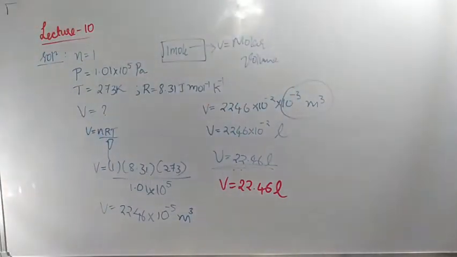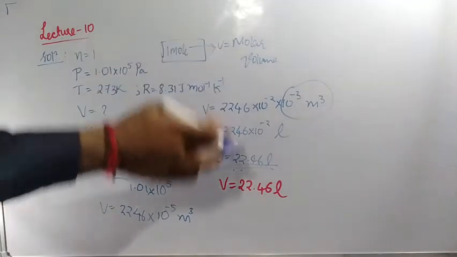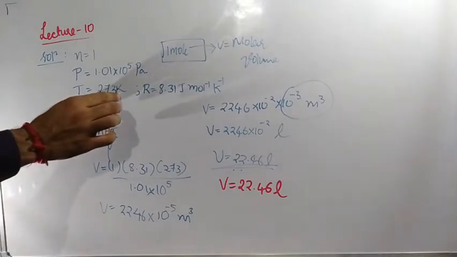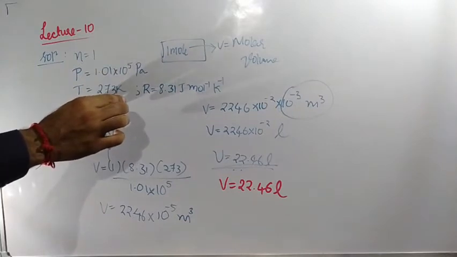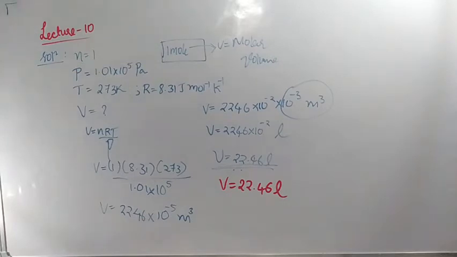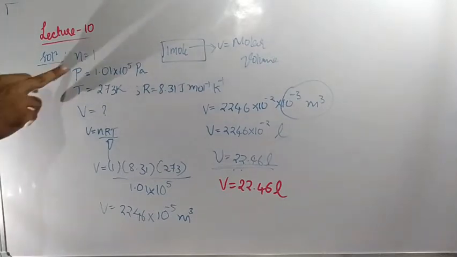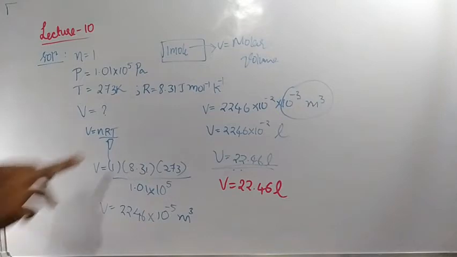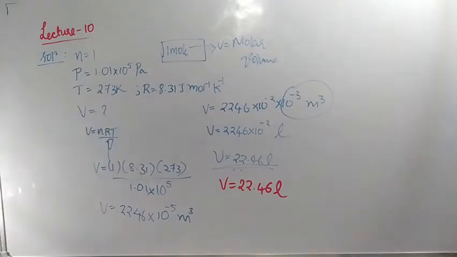For an ideal gas at standard temperature and standard pressure, this volume turns out to be 22.46 liters. They had not given the standard temperature and pressure values, but indirectly they told us STP. Standard temperature means 273 Kelvin and standard pressure means 1.01 into 10 to the power of 5 Pascal. You have to remember this when they say STP. And the R value is 8.31 joule per mole per Kelvin.